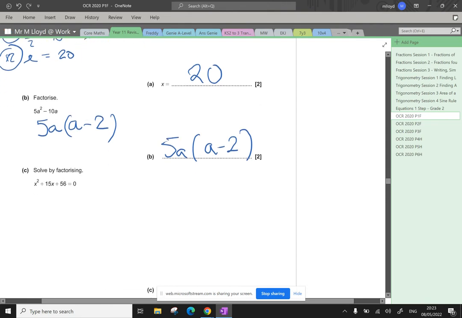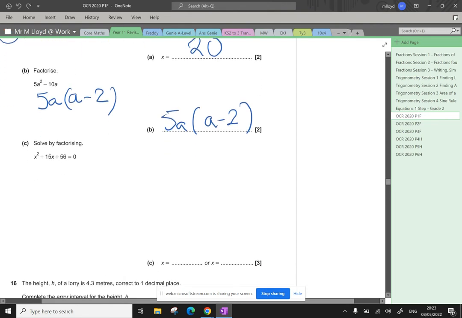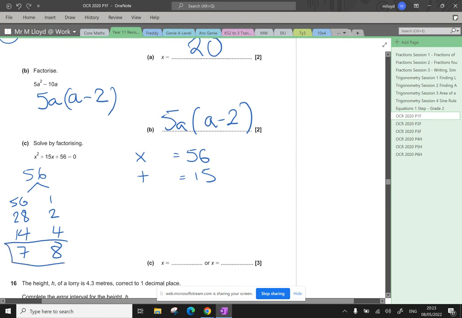Okay, last one, solve by factorising. So we need two numbers that will multiply to make 56 and add to make 15. So we start by listing the factors of 56. So we've got 56 and 1, 28 and 2. This is a calculator paper, you can use the calculator. 14 and 4, 7 and 8. And this looks like the one. So 7 and 8 will add to make 15 and multiply to make 56.